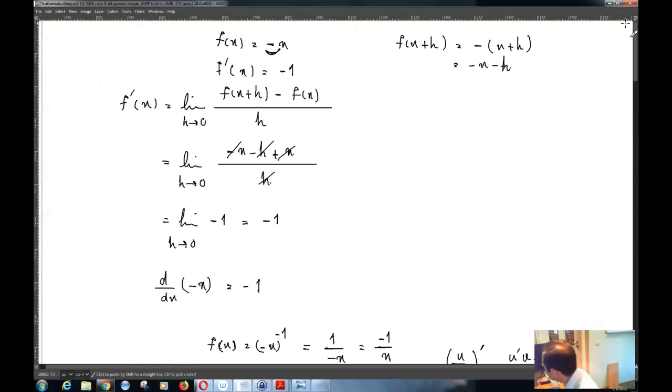So now suppose that the function that you have is sine of x plus 1. F of x is equal to sine of x plus 1.